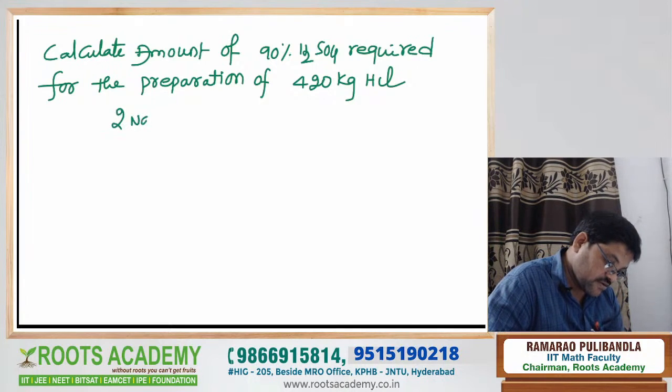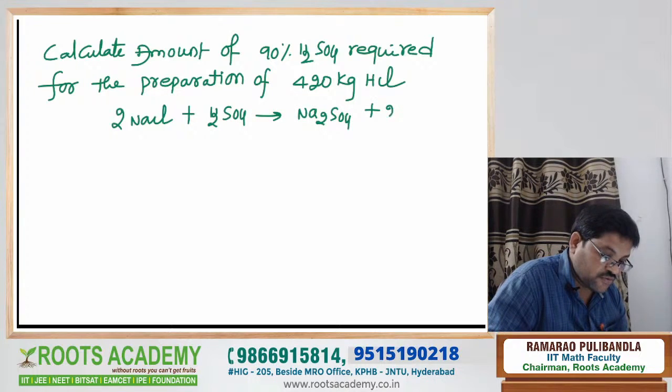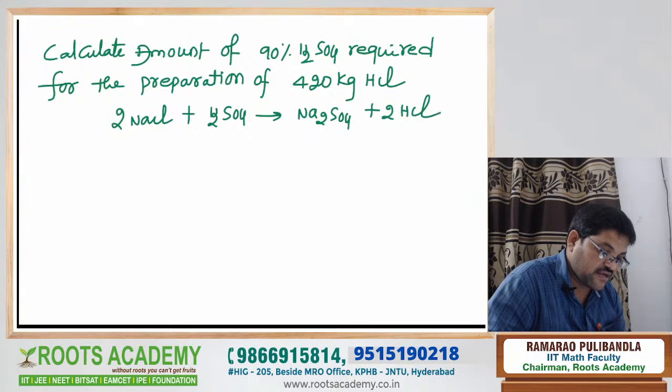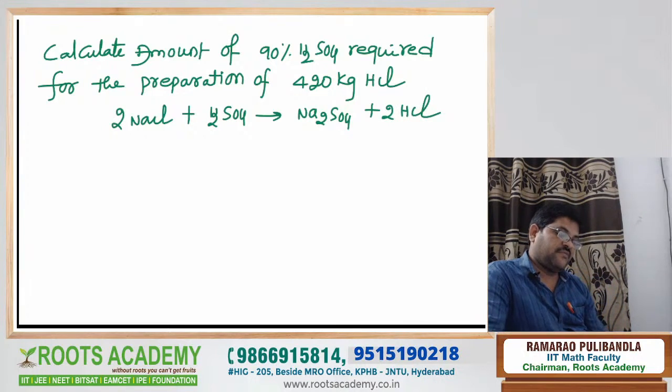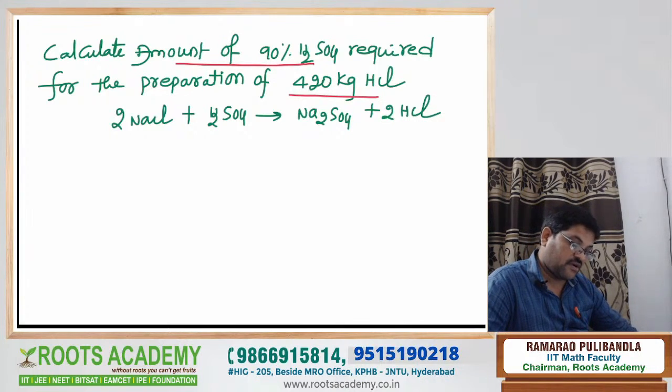The equation is given like this: 2NaCl plus H2SO4 gives Na2SO4 plus 2HCl. Understood? Now first you go for the relation, the relation between HCl and the amount of 90% sulfuric acid. Simple logic.